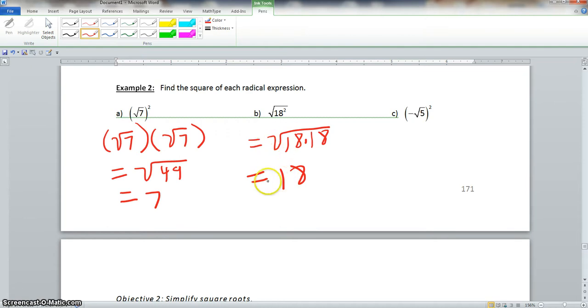Now to clarify one thing, we did get 18, but just for clarity's sake, we know the square root of 18 times 18 is the square root of 324. And when you take the square root of 324, that gives you 18.